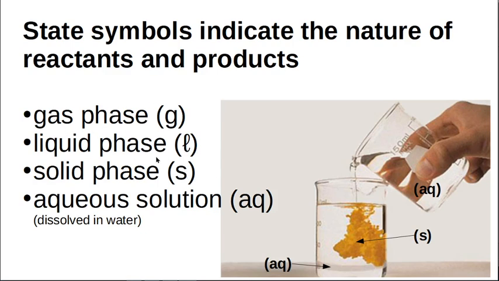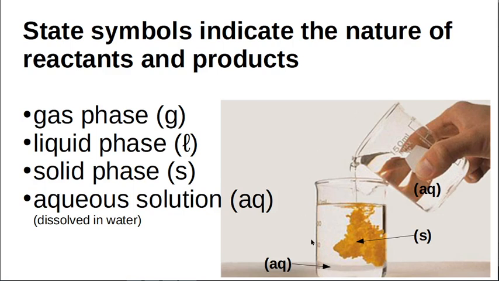Gas is G, liquid is L, solid is S, and anything we dissolve in water becomes an aqueous solution. Like for instance, if you see NaCl with an S, you know we've got solid salt crystals. But if you see NaCl AQ for aqueous, we know that we've got a salt solution. Okay, and so then their properties will be different.